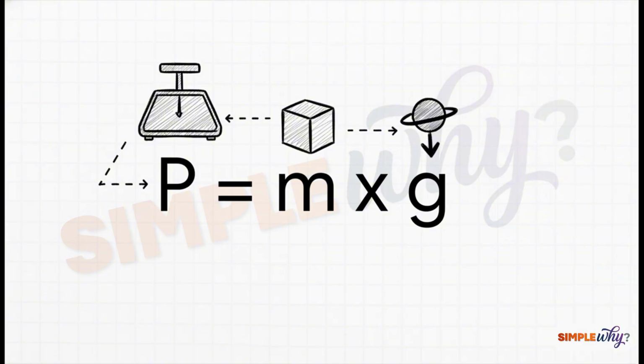And there's this simple but really powerful formula that connects the two. You'll see it written as P equals m times g. Now, P here stands for weight. Fun fact, that comes from the Latin word pondus, but you might also just see it as a W. Then m is the mass we just talked about, and g is the acceleration due to gravity.